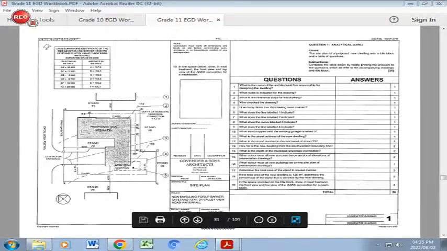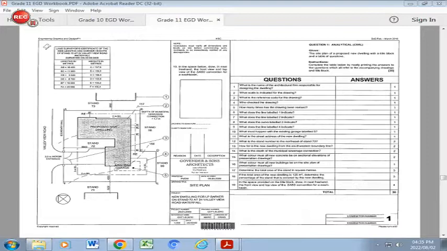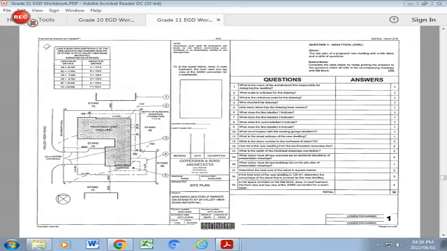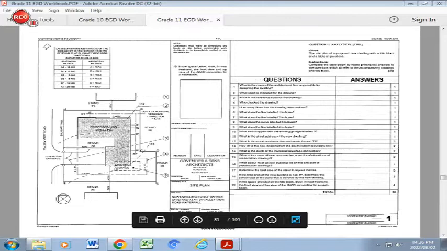Grade 11 learners, we are looking at this analytical question, and we want to focus on the questions from 1 to number 19. We have the site plan on our left hand side, and I want to zoom in by finding all the answers to the questions that you have on your right here. Some of the questions are lower order questions, some are middle order questions, and a few of them at the bottom here would be higher order questions. Let's have a closer look.